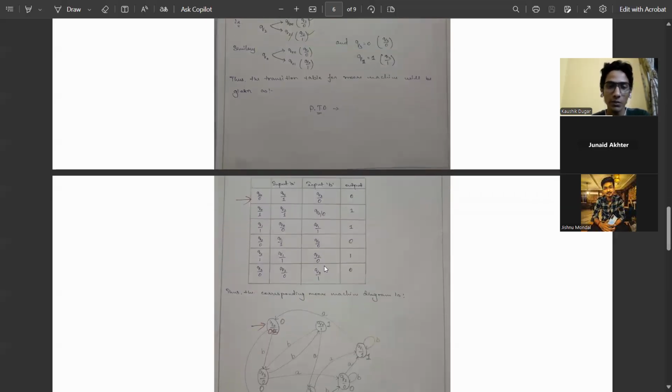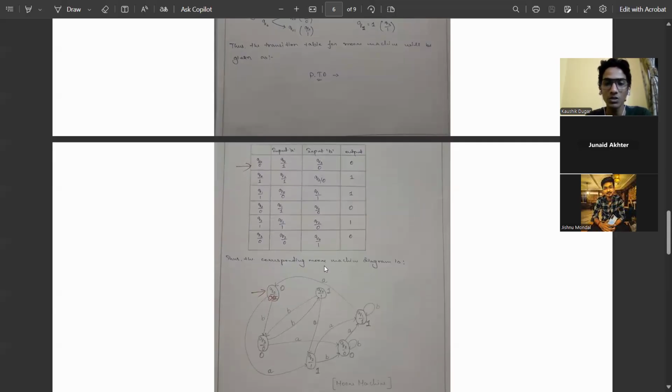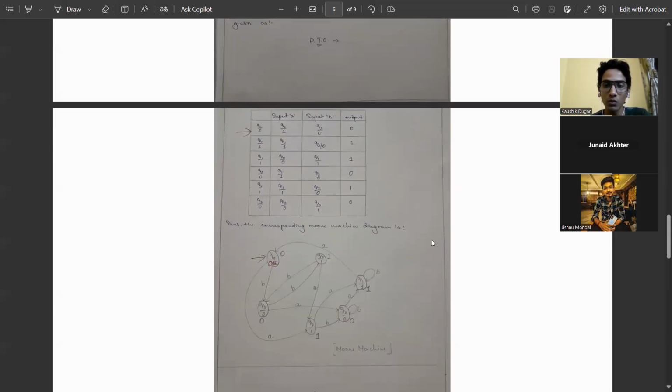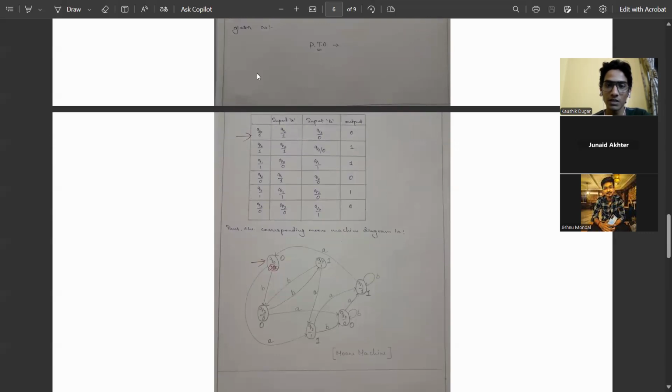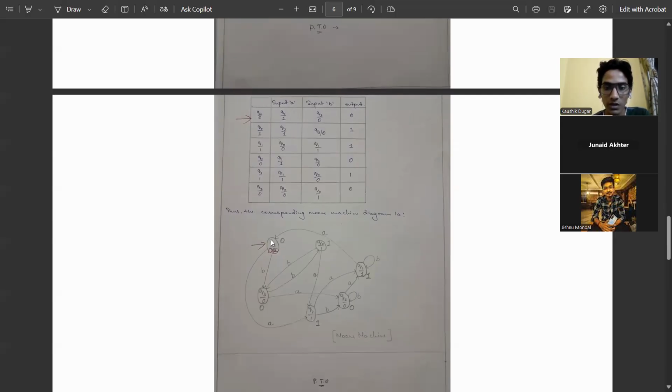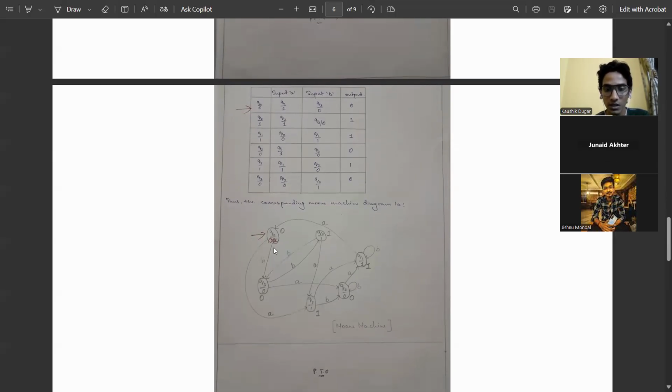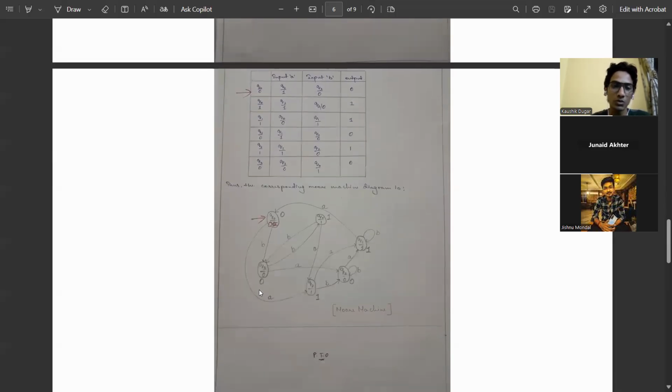So after preparing the corresponding table, we can prepare the Moore machine diagram. This table represents the Moore machine, which we obtained from the Mealy machine. So here we can see that when Q0 has output 0, input B is given, then a transition takes place from Q0 to Q3, which gives an output 0.